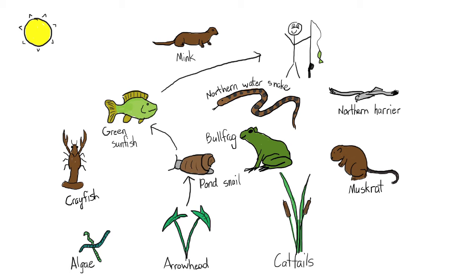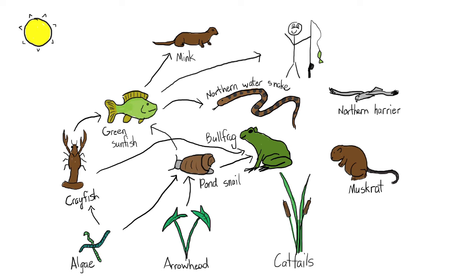So when you start to connect all these together by who eats whom, we have the crayfish eating that green algae. That algae also gets eaten by the pond snail. The crayfish gets eaten by the green sunfish. The green sunfish gets eaten by the mink. The green sunfish also gets eaten by the water snake. Crayfish gets eaten by the bullfrogs. Pond snails get eaten by the bullfrogs, but cattails, one of the producers, get eaten by the pond snails. Cattails are also a favorite food of the muskrats. Don't forget those arrowheads also are eaten by the crayfish.